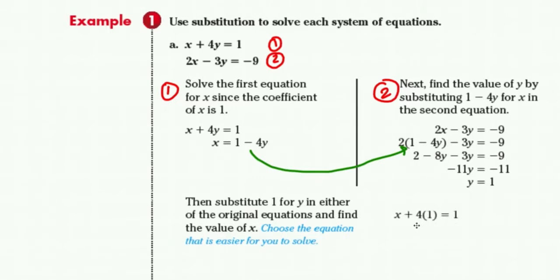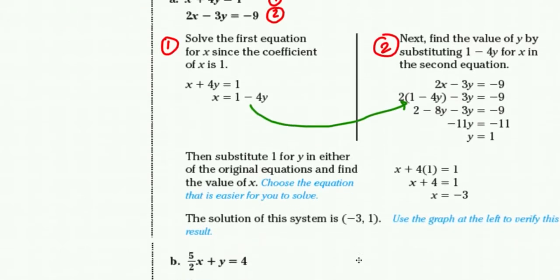So x plus 4y equals 1. We simply substitute the value of y, and we end up with x plus 4 equals 1. Solve for x, we end up with x equals negative 3. So our y is equal to 1, and our x is equal to negative 3. Therefore, the solution for the system would be negative 3, 1.